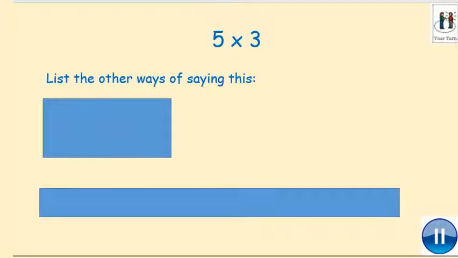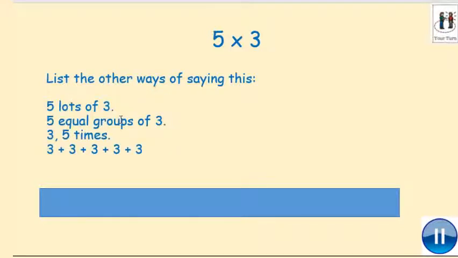Now, a starter activity for you. You have 5 times 3 as your calculation. I would like you to list the other ways of saying this. Think back to the part of the video that I just showed you. List the other ways of saying this, 5 times 3. Pause the video, and think about what other mathematical vocabulary you could use. Let's see what your options were.